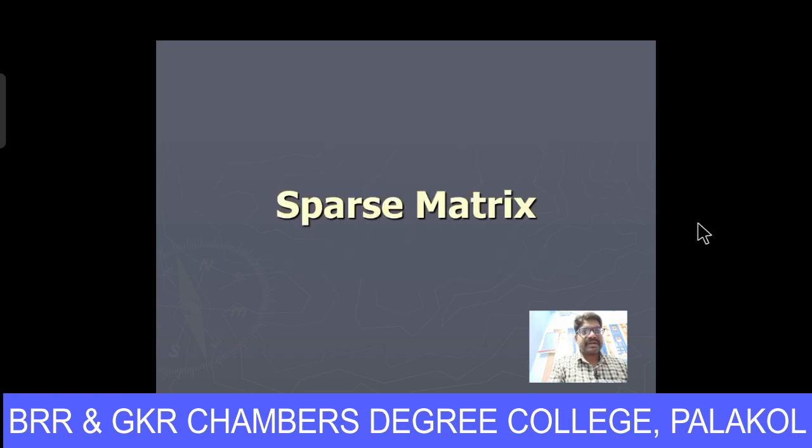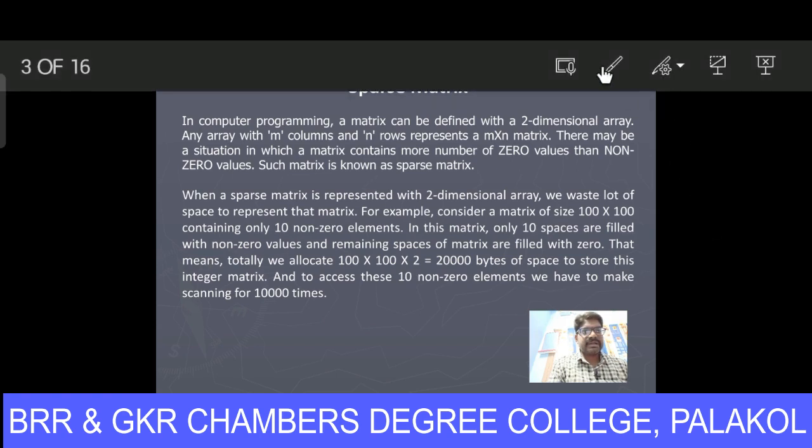So what is a sparse matrix? A sparse matrix is a matrix represented in a two-dimensional array with m columns and n rows, so it represents an n by n matrix. There is a situation where the number of zero values is more than the non-zero values. Here I am representing the values 0, 0, 0, 1. In this row we have 3 zero values and only one non-zero value. The next row has 1, 0, 2, 0, so in this row the non-zero values are 2 and the zero values are 2.